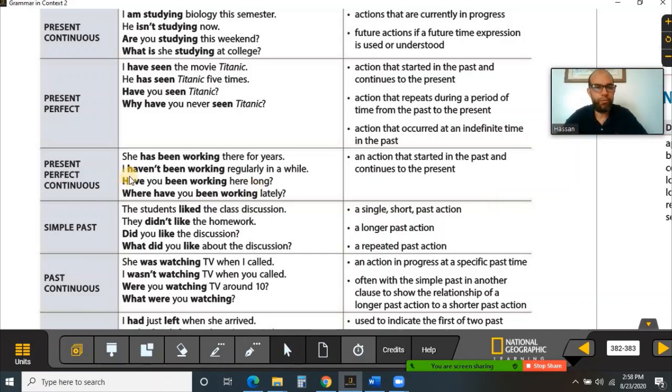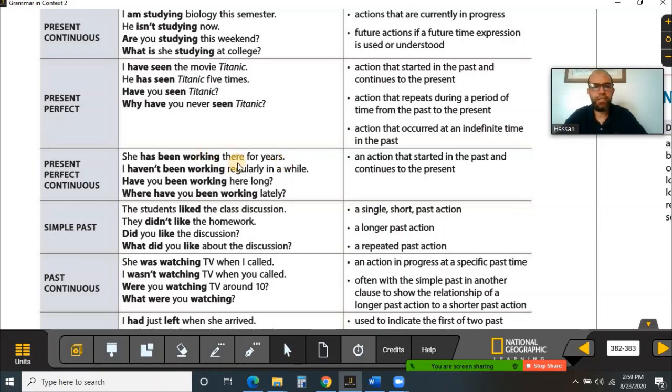Now, how do we form it? We use have or has plus been plus verb ing. Have or has plus been plus verb ing. I have been living in this house for 5 years, for example. She has been working there for years.